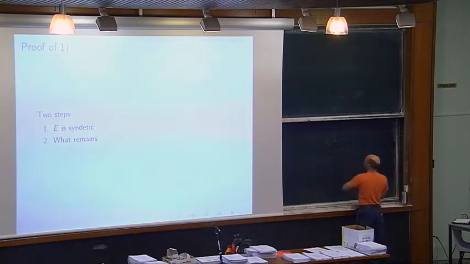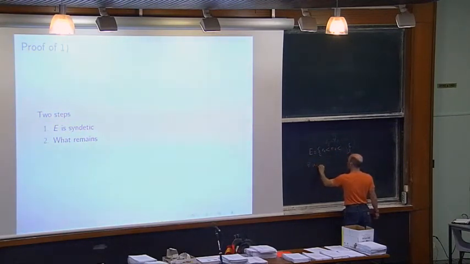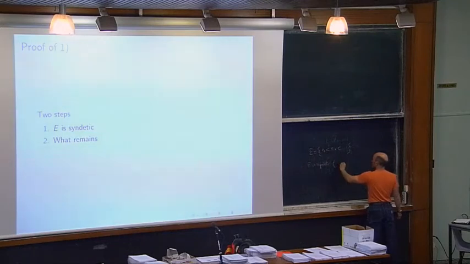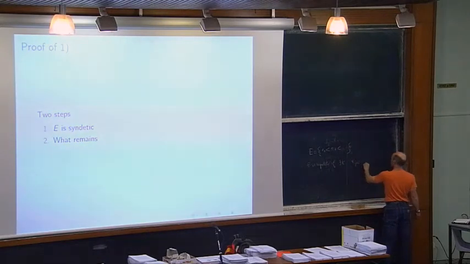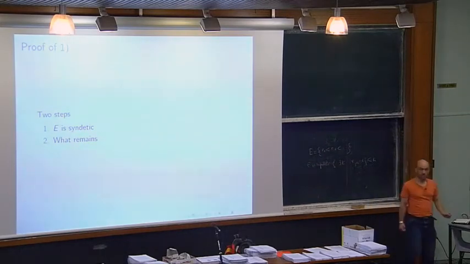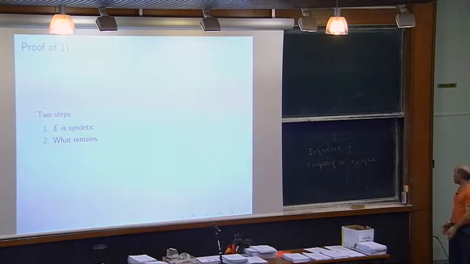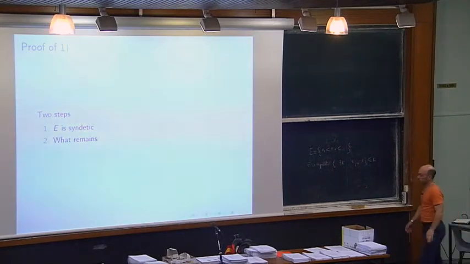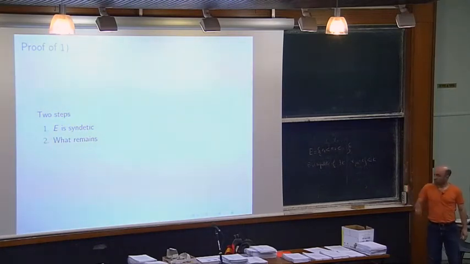So if you write E to be E1, E2, ..., we say that E is syndetic if there exists K such that E_{j+1} minus E_j is less than or equal to K. Okay? So in every interval of length K, you see one element of E. So this is the first part, and then you should do what remains.